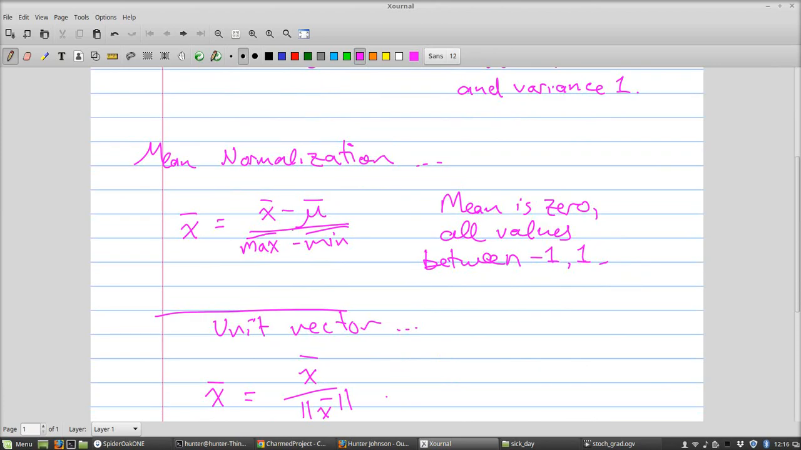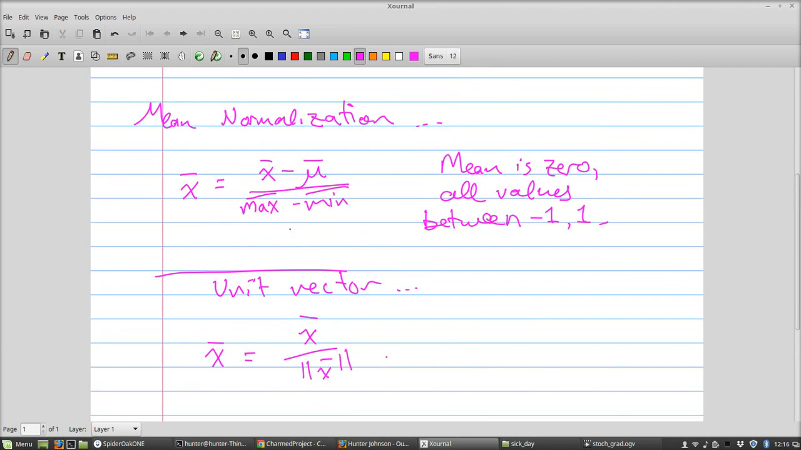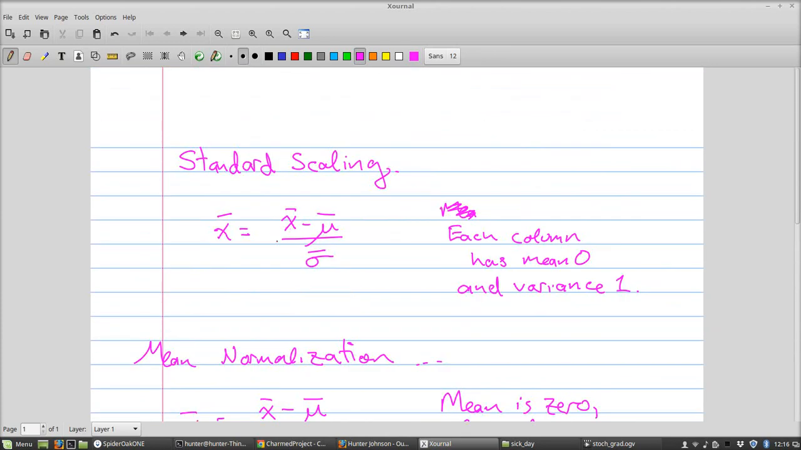So I've just picked a few here. There are others. So this is sort of the most natural one. If you imagine that x is kind of normally distributed, then this will convert it into a standard normal distribution that has a mean 0 and variance 1.